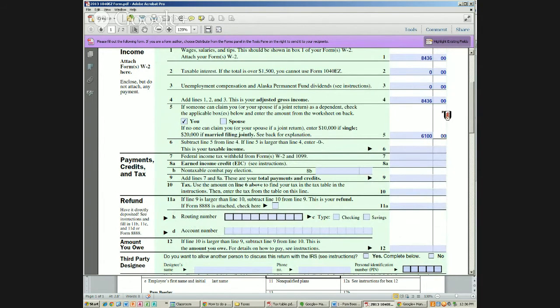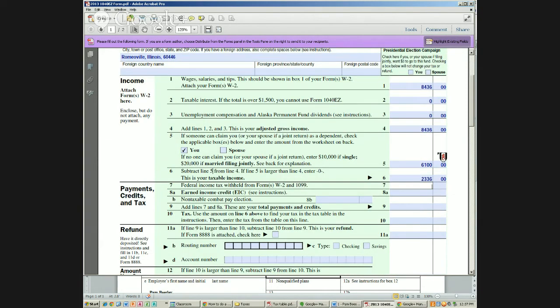All right, are we all good with that so far? Top part's pretty easy, right? Okay. Number 6, subtract line 5 from 4. If line 5 is larger than 4, enter 0. This is your taxable income. So you're going to take this number minus this number. It should be $2,336. Am I correct? Good. That is your taxable income.